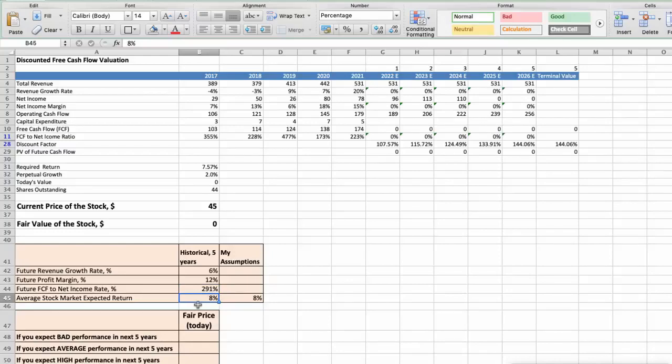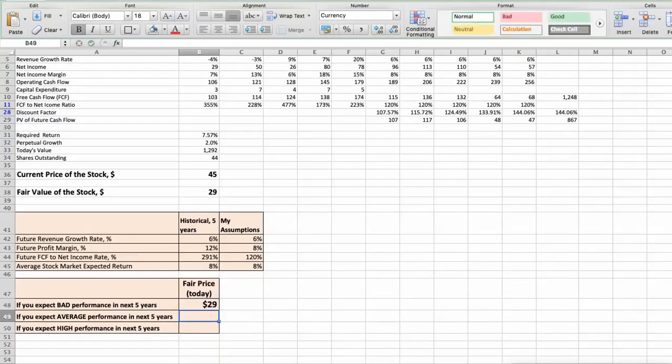Now, let's consider 3 different scenarios for Progress Software Company: bad, average, and good. First scenario. Progress Software will have bad performance in next 5 years, and we will use the following parameters in our calculation. Future revenue growth rate would be a low, 6%. Future profit margin would be a low, 8%. Future free cash flow to net income rate would be a low, 120%. In this case, the fair value of the stock today would be $29.